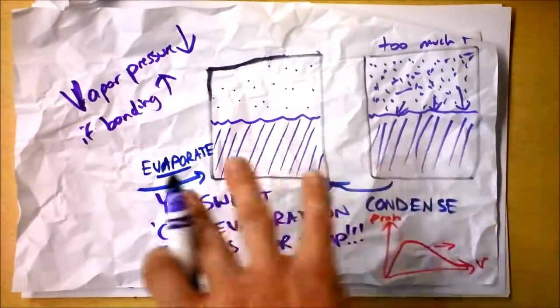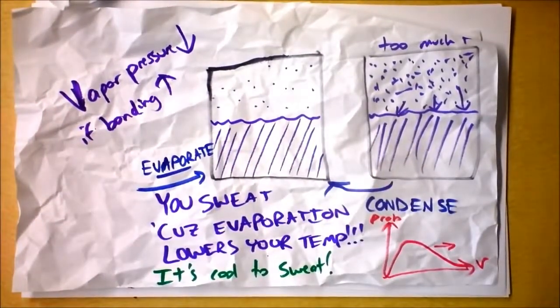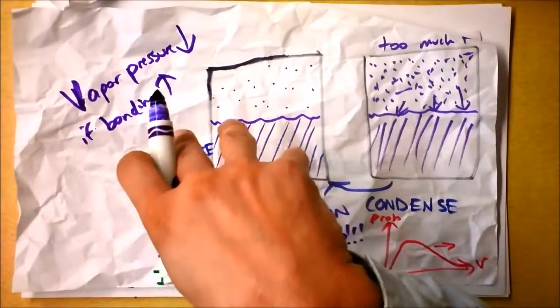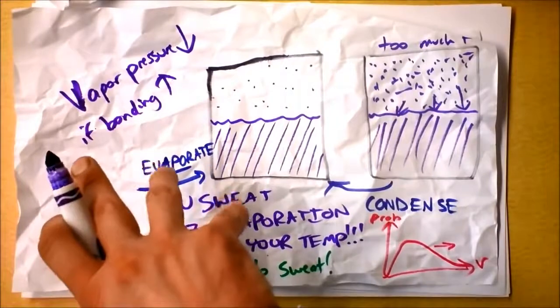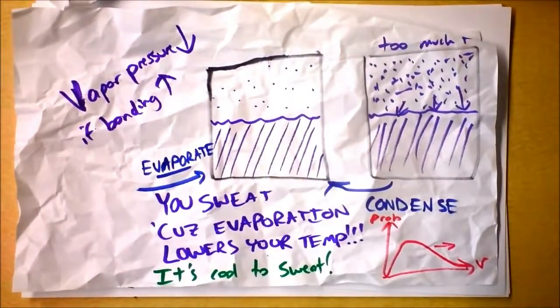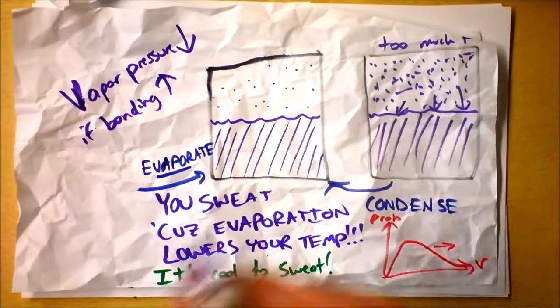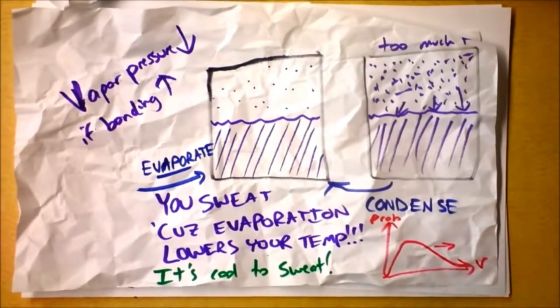If vapor pressure goes down, then would something be more likely to boil or less likely to boil? What do you think? Vapor pressure goes down, vapor pressure goes up, equilibrium vapor pressure. Yeah, I don't know. You think about that.